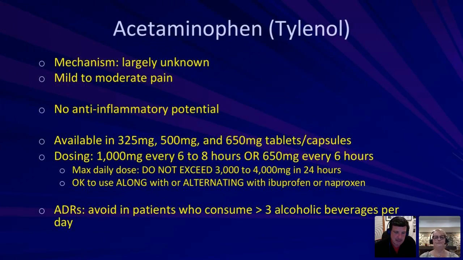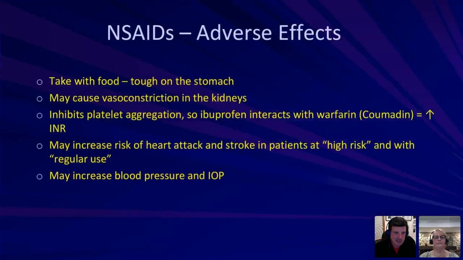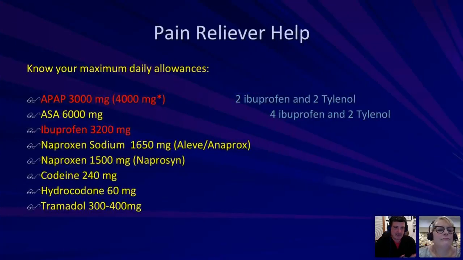Acetaminophen is great used by itself, along with ibuprofen, which I want to get to on a slide coming up, where you can use them together. We talked about this synergy here, and in this picture you can see that over-the-counter ibuprofen is 200 milligrams. Acetaminophen comes in 325, 500, 650. What I want to point out on this next slide is the APAP of 3,000 highlighted in red. It used to be 4,000. They lowered it to 3,000 a day. And the ibuprofen is 3,200 milligrams. You could use them together. Two and two is what I like to call it: two ibuprofen, two Tylenol.